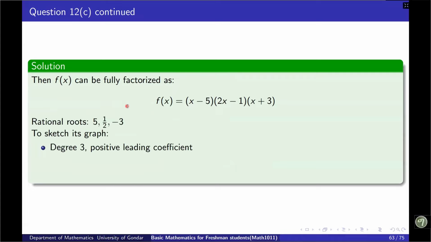And when we proceed to the graph of the given polynomial function, the degree is 3 again, with a positive leading coefficient again. The roots are the expected x-intercepts. The y-intercept is obtained when x is equal to 0, which is f of 0 equals 15. Therefore 0, 15 will be the y-intercept.